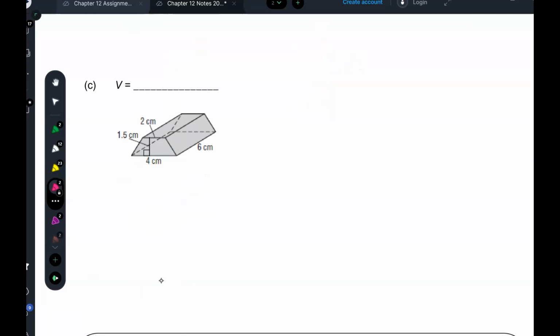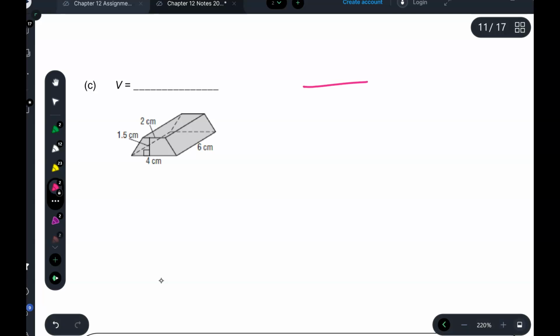Good. Shape is good. Okay, what's the base here? Trapezoid. It's a trapezoid this time. I'm going to draw the trapezoid separate. Isn't there a formula for a trapezoid? Do you remember the rule? What's the area for a trapezoid?